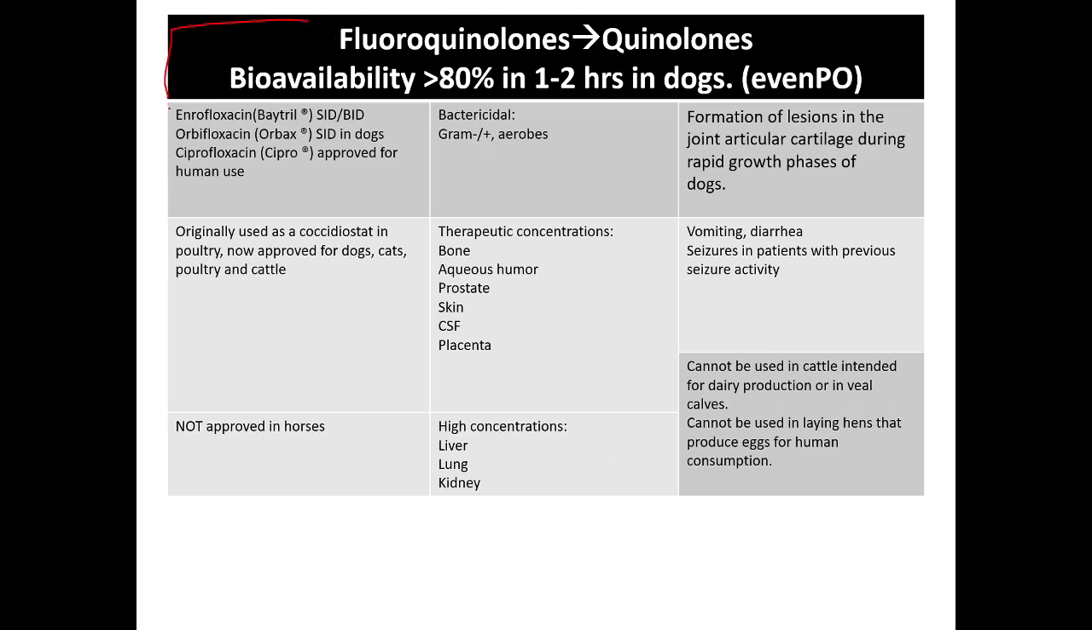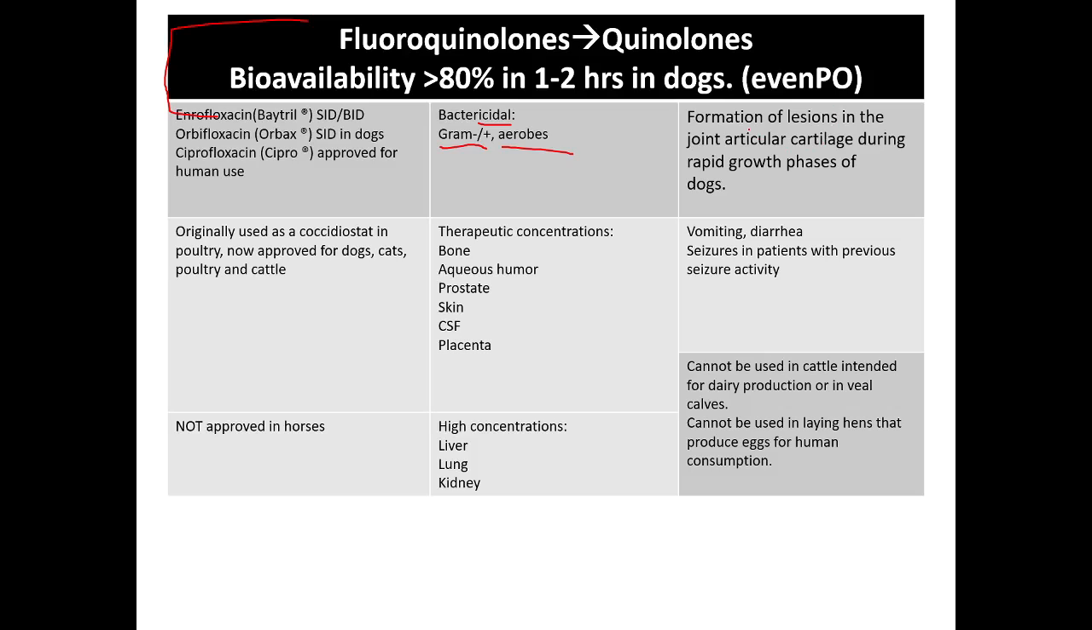Our next group are fluoroquinolones or quinolones. The bioavailability is greater than 80% in 1 to 2 hours in dogs. So these are highly, highly, highly effective, and get into high concentrations in the tissue. They get in very easily. These are enrofloxacin, orbifloxacin, ciprofloxacin: Baytril, Orbax, Cipro. They're bactericidal. They're broad spectrum, gram-negative and gram-positive, especially aerobic bacteria.